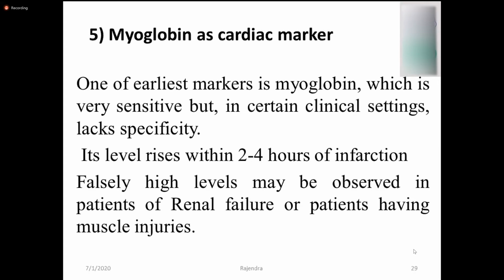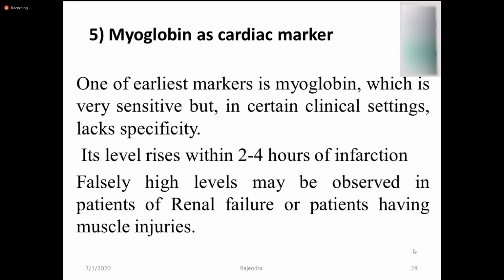It is also in the cardiac muscle. At that time it's very, very difficult. That is the problem. But it's a very, very early marker. We can say within an hour of muscle injury, it starts increasing. Its level rises 2 to 4 hours after infarction. Also, high levels may be observed in patients with renal failure or muscle injuries. See, if some people have had heavy exercise or some other injuries due to trauma, there is a risk of false positive because we don't know the reason behind this high value of myoglobin.